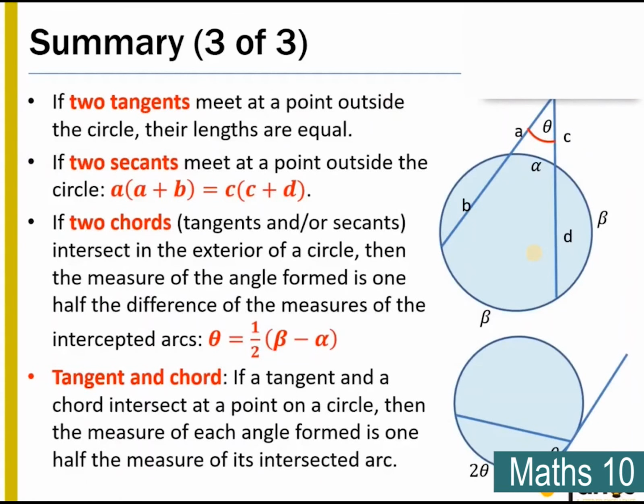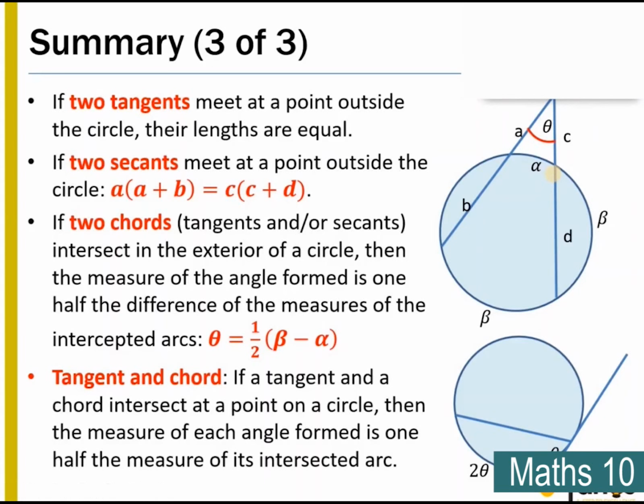If two tangents meet at a point outside the circle, their lengths are equal. If two secants meet at a point outside the circle, then A times A plus B equals C times C plus D. If two chords, tangents and/or secants, intersect in the exterior of a circle, then the measure of the angle formed is 1/2 the difference of the measures of the intercepted arcs. So theta is a half of beta minus alpha.